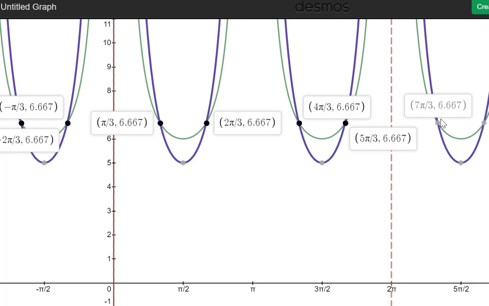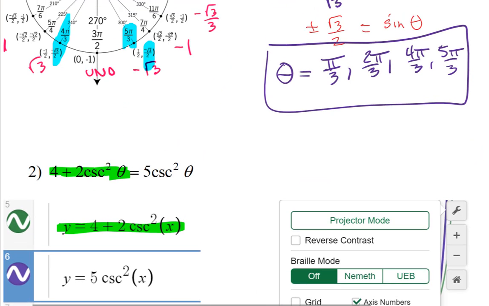And I could keep going and clicking out all the gray dots here where they intersect. 7 pi over 3, as well as 8 pi over 3. And we'll just keep going and keep going and keep going. It'll go on forever. But we're only looking from 0 to 2 pi. So the only ones I would worry about would be these guys right in here. Pi over 3, 2 pi over 3, 4 pi over 3, and 5 pi over 3. And those are the 4 values that we got when we solved this algebraically.